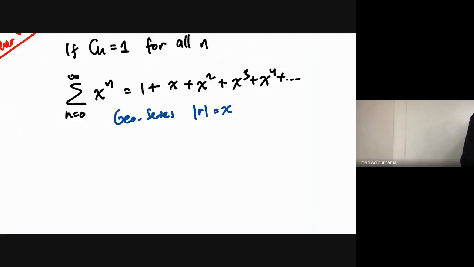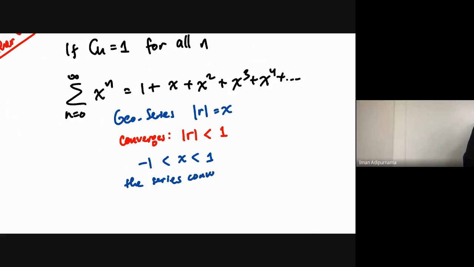And in a geometric series, to be converged, the absolute value of the ratio should be less than 1. So from negative 1 until 1, the series converges.